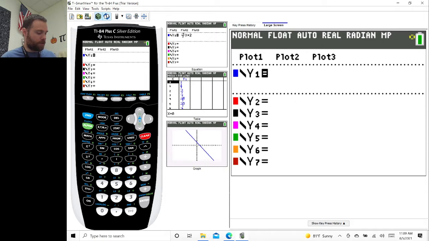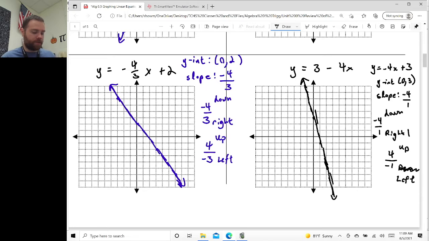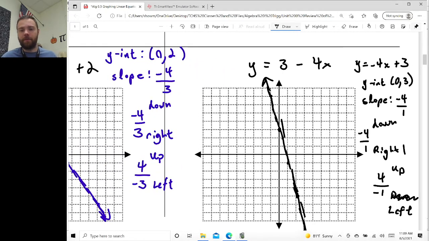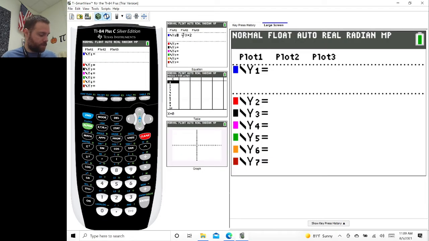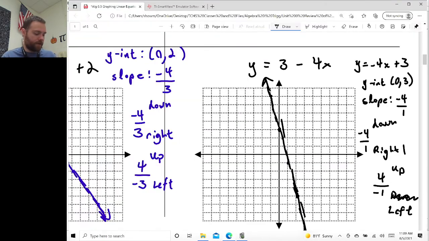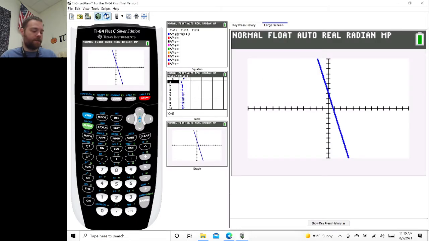Let's go back to y equals, clear that out, do the next one. The next one is negative 4x plus 3. I'm going to write it in proper slope-intercept form. Negative 4x plus 3. Kind of a steep slope. Goes right through the y-intercept of 3, so you can compare them. They look the same. So I'm just showing you how to graph these in the calculator.